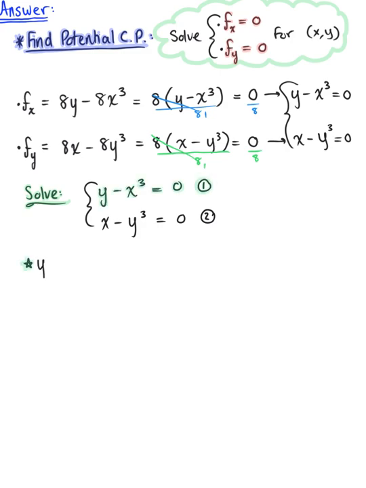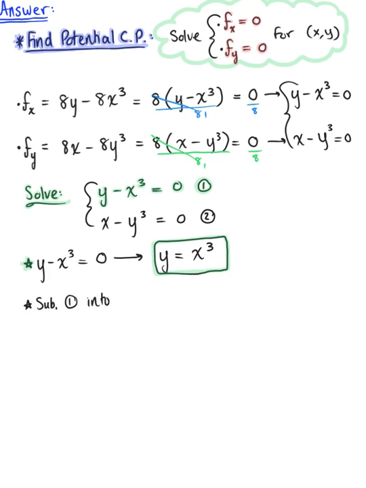So we have y minus x cubed is equal to 0. And notice how we have just a single y variable here. So I'm going to solve for that y. So I have y is equal to x cubed. We'll keep this in mind now. And what we're going to do with this is go ahead and substitute this into equation 2. So we are substituting this rewritten equation 1 into equation 2, which is going to allow us to solve for x.